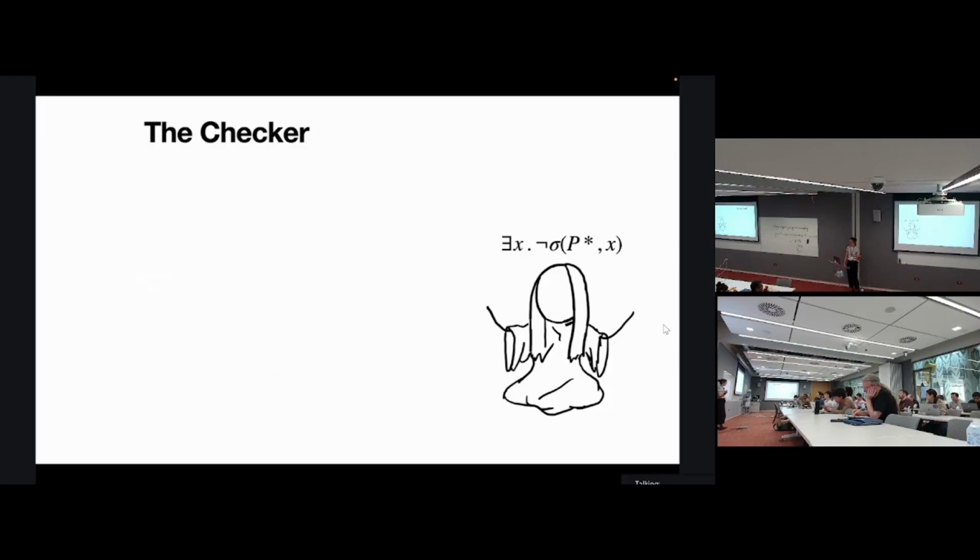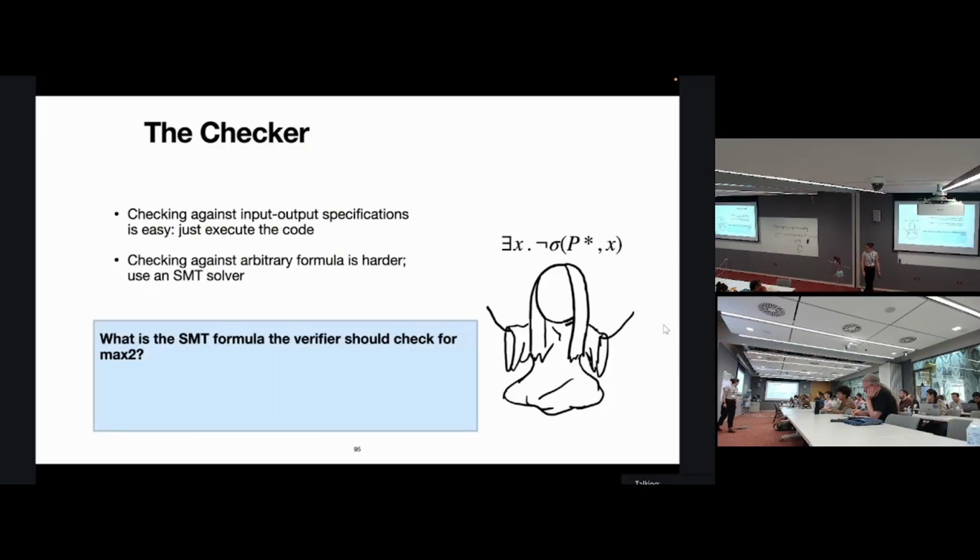How are we checking things? Before, when we were checking against input-output examples, I don't know if anyone actually looked at the checker in the Python code. What we could have done is just executed the code. I could have built an interpreter, executed the code, found out what the output was, and compared it to the output example. I didn't do that because I'm lazy.